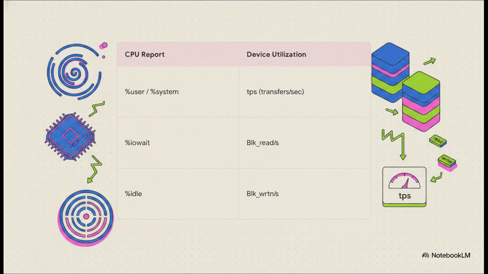But hey, what if the CPU isn't the problem at all? It might actually be your disks. iostat gives you the tools to figure that out. The first section gives you a CPU report. Look out for %iowait, which indicates your CPU is just sitting there completely idle, waiting for a disk request to finish. The second section is device utilization. Here, tps gives you your transfers per second, and those block read and write metrics help you pinpoint input and output issues. Bottom line, a higher tps simply means the processor is working harder.